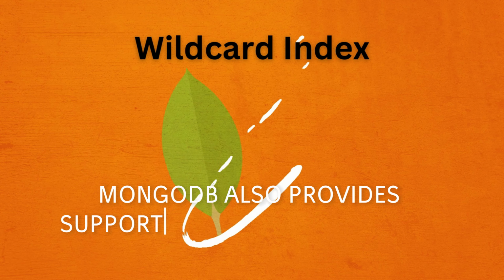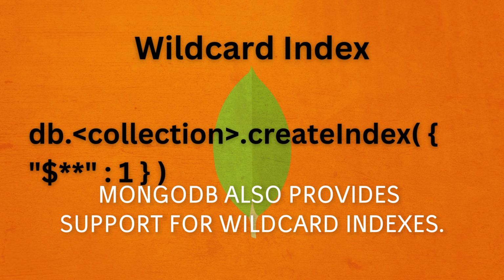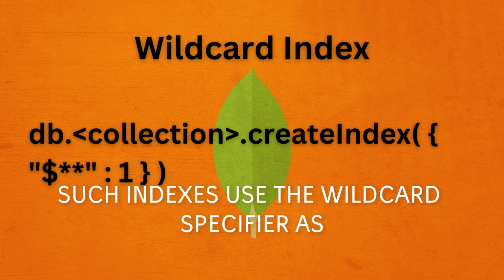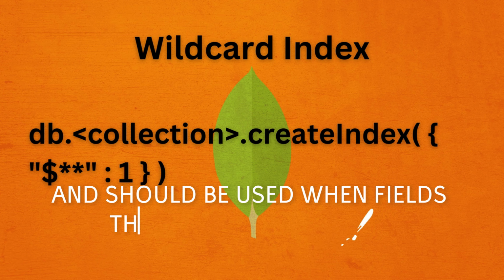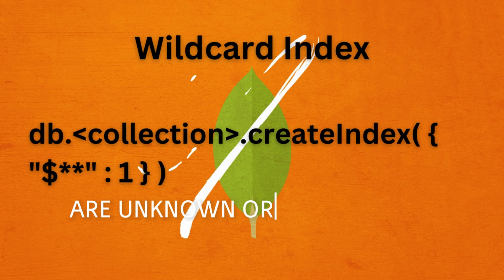Finally, MongoDB also provides support for wildcard indexes. Such indexes use the wildcard specifier as the index key and should be used when fields that you need to index are unknown or may change.